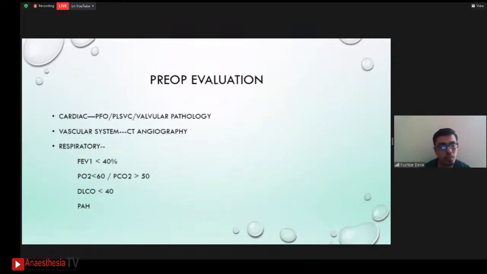Then the vascular system assessment is done using CT angiography, because peripheral vascular cannulation is often performed during MICS. So even if the sternotomy is avoided, the groin area is prepared for the peripheral cannulation. In case the surgeon decides to proceed with the peripheral bypass or femoral bypass, the anatomy of the femoral vessels should be thoroughly evaluated using CT angiography in the preoperative period.